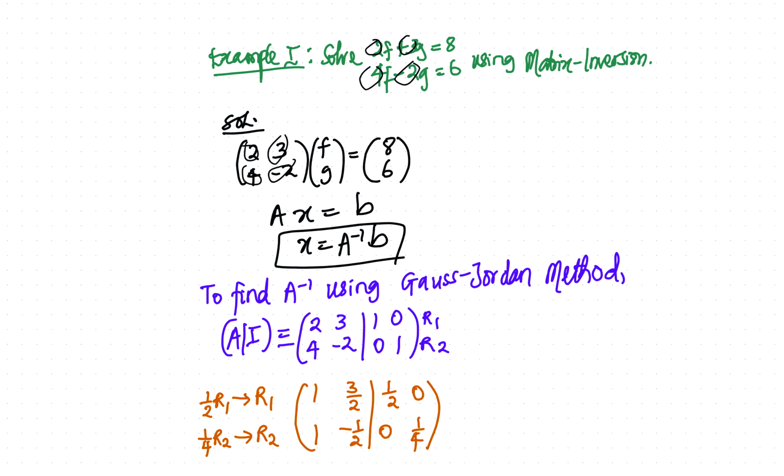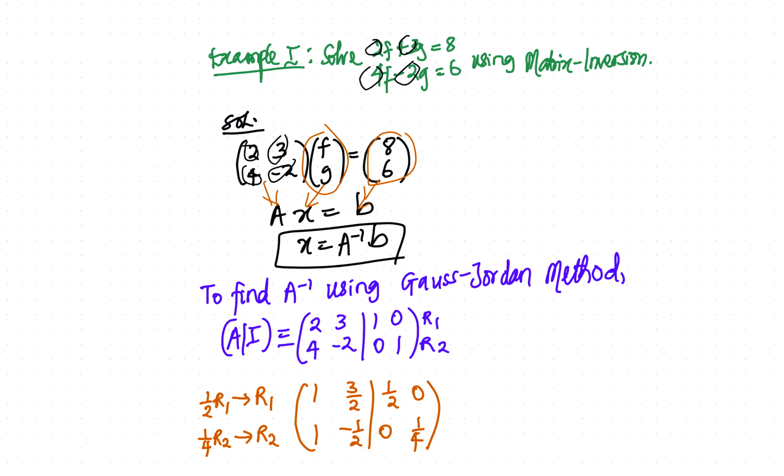Then you have FG, right? That's your column vector for the variables. And you have 8, 6. That is your column vector for the right-hand side. And this is A, this is X, and this is B. So, what are we looking for? We are looking for X, which is equal to A inverse B, basically.